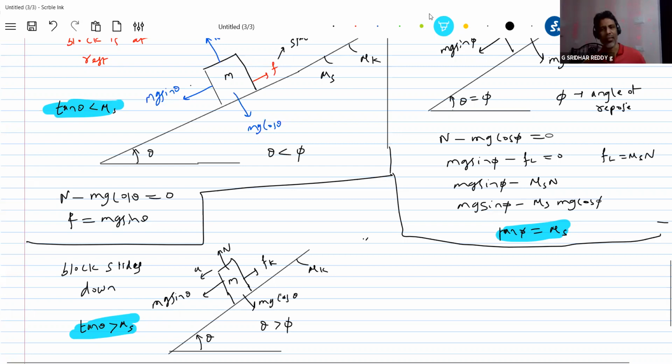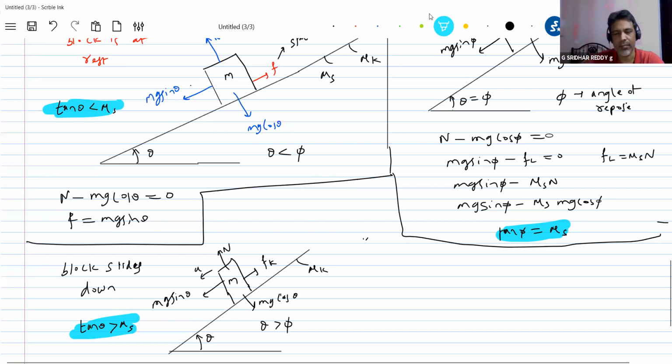Means, sir, what about the heavy block, like a 1 kg block, 2 kg block? It's independent of mass. Whether you are keeping a heavier block or a lighter block, that is immaterial. Whether it will slide or not is determined by the relation between the angle of inclination and the coefficient of static friction. Getting the picture? It is the relation between theta and mu s, not the mass of the block. Whether it is a 2 kg block or a 100 kg block, irrespective of that.